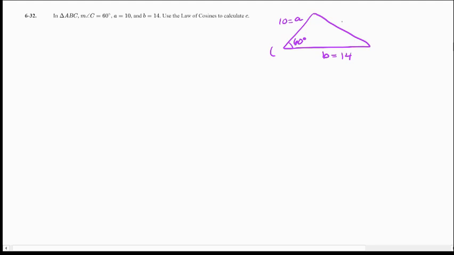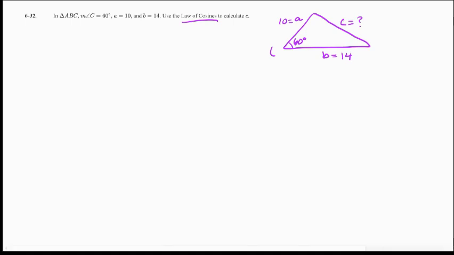And we are looking to find what side C is. So in this one, when we're given two sides that surround an angle, we should be able to use the law of cosines, where in this situation, we are going to be solving for the opposite side of the angle that we're given.